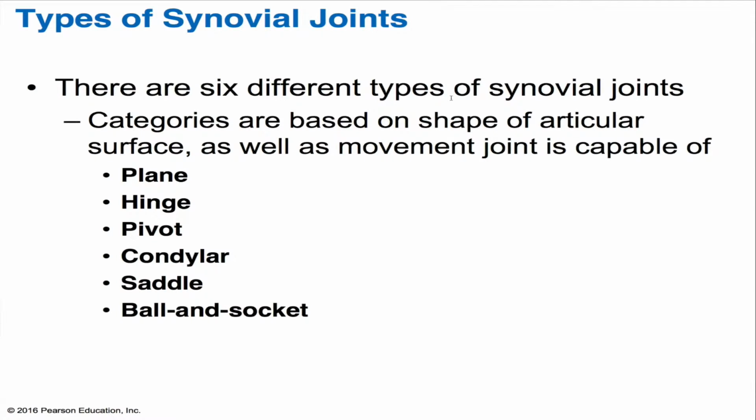Now, in a ball and socket joint, the spherical or hemispherical head of one bone articulates with the cup-like socket of another. Now, these joints are multi-axial and the most freely movable synovial joint that we have in our body. So it allows for universal movement. Perfect examples are at our shoulder joints or our hip joints as well.